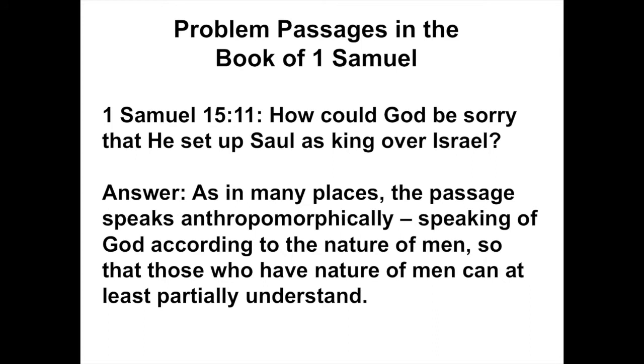Okay, next problem passage. How could God be sorry that he set up Saul as king over Israel? 1 Samuel 15, verse 10 reads, "Now the word of the Lord came to Samuel, saying, 'I greatly regret that I have set up Saul as king, for he has turned back from following me and has not performed my commandments.' And it grieved Samuel, and he cried out to the Lord all night."